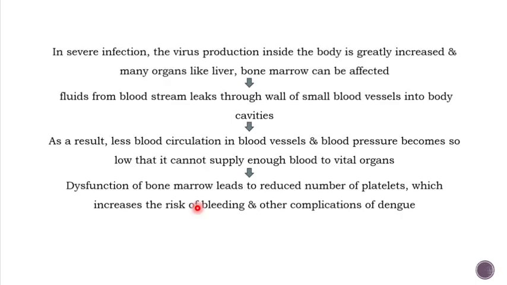In severe infection, virus production inside the body is greatly increased. There is active multiplication of the virus inside the cells, and through the blood it enters various organs like the liver and bone marrow, and these organs are also affected. Because of the presence of this virus in the cells of the host, there will be blockage of small blood vessels. As a result, there will be less blood circulation in the blood vessels and the blood pressure will increase.